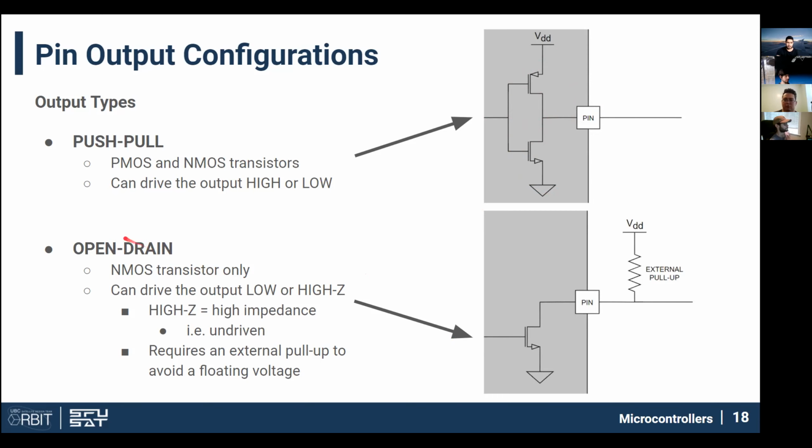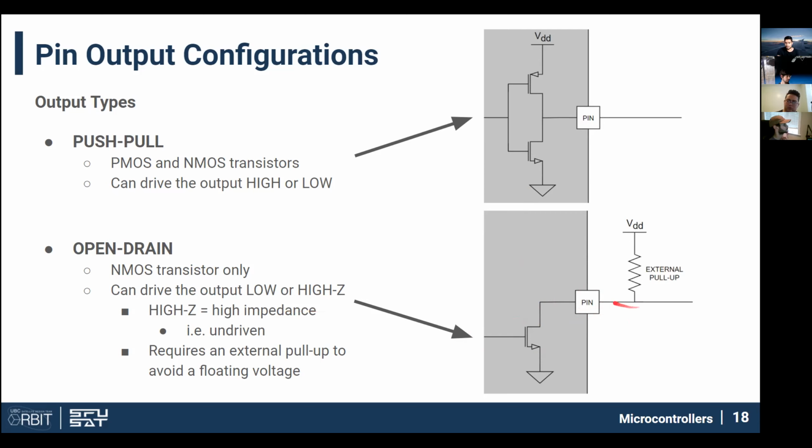An alternative is called an open drain configuration. This is the drain of the NMOS transistor, and it's called open drain because in this configuration there's nothing connected there. So the microcontroller can only pull the signal low. It can't connect it to VDD, so it can't push it high. What it can do is not pull it low, in which case the pin is in what's called a high impedance state, or a high Z state.